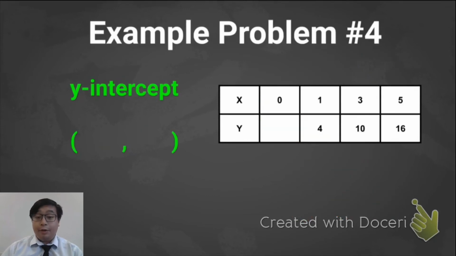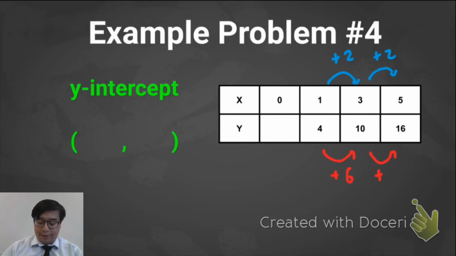Now let's finally do our last example. First, let me find my change in x. From 1 to 3, that's going to be a change of plus 2. From 3 to 5, that's also going to be a change of plus 2. Now let's find my change in y. From 4 to 10, that's going to be plus 6. And from 10 to 16 is also plus 6. To keep my slopes consistent, this also has to be plus 6. So what number plus 6 equals 4? My y-intercept has to be minus 2, right?